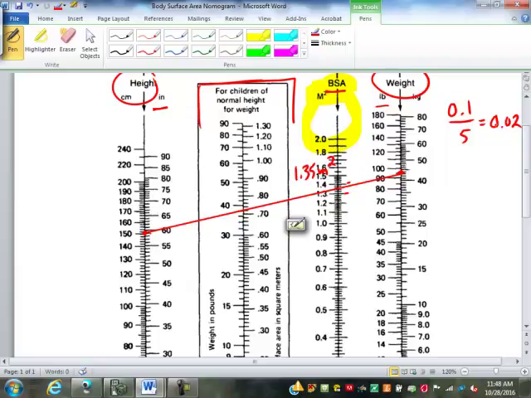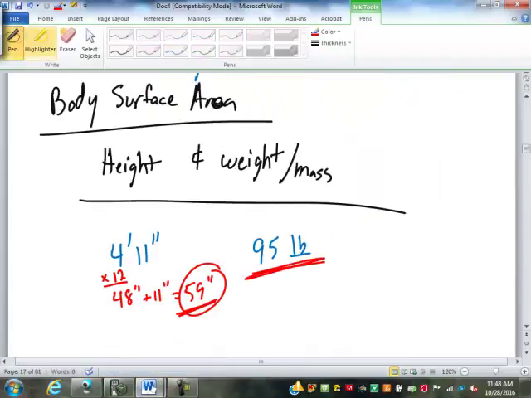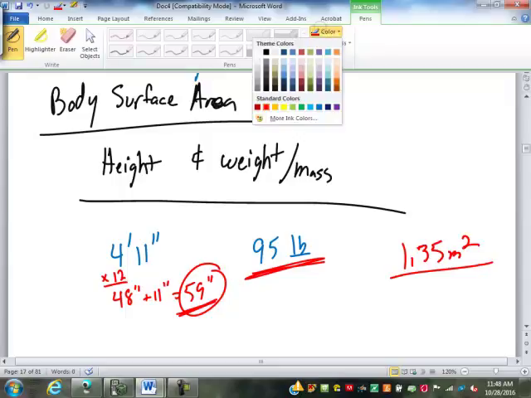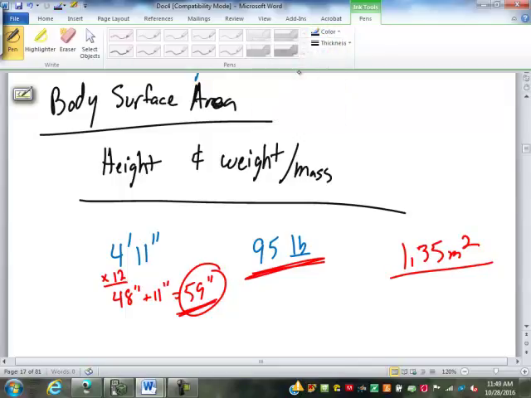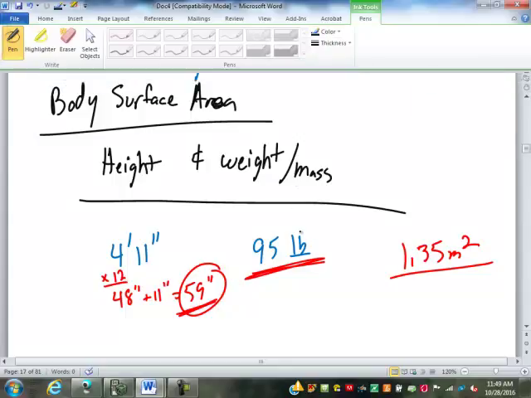Is what that is saying. So this patient is going to list as 1.35 meters squared. Now that's approximate, obviously. We're going to go back and use that nomogram a bit more in a little bit, but there are formulas for finding body surface area.